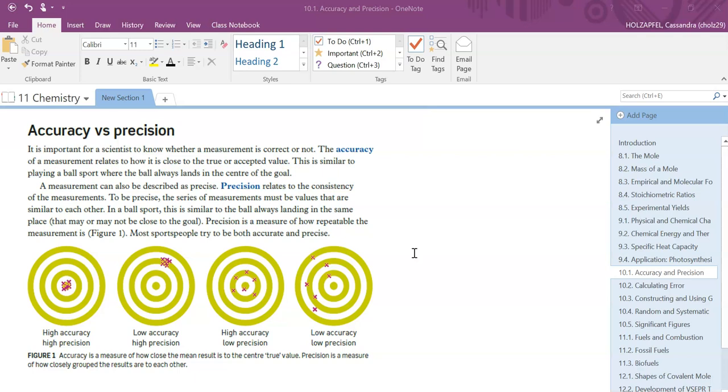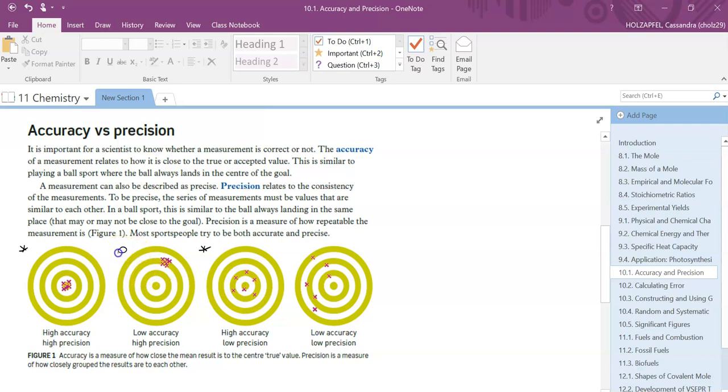Okay, so I've got these images here to help demonstrate what I'm talking about. If we look at this particular target here, this is the goal. We're trying to get the bullseye. And if we look at this one here, we can see these are both pretty close to that bullseye, so they're both pretty accurate. The difference between the two is that this is very precise because they're all very closely nested together, whereas here they're a little bit more spread out. So they're not as precise.